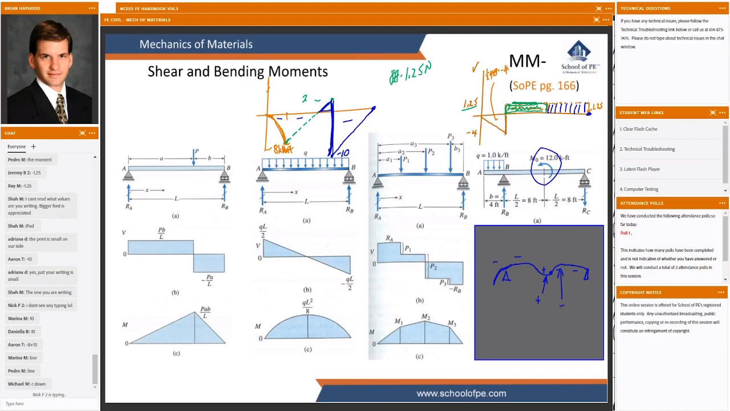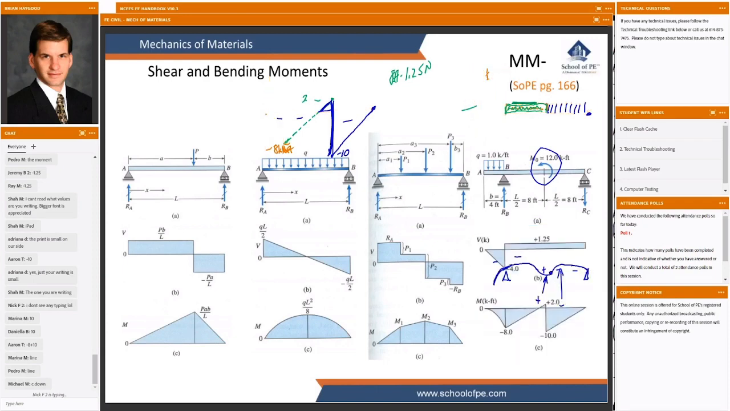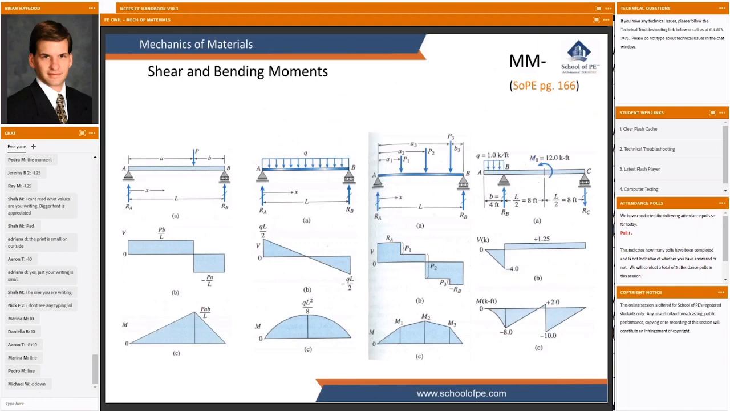So the interesting thing about the applied moment, that is the most unusual or most difficult thing they might possibly throw at you in a shear and bending moment diagram problem, is that you don't readily see it in the shear diagram, but you do see it as a discontinuity in the moment diagram. A change in moment over an infinitely small width. Suddenly applied moment.